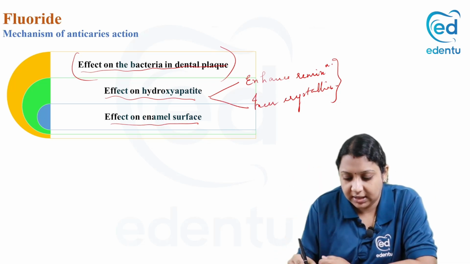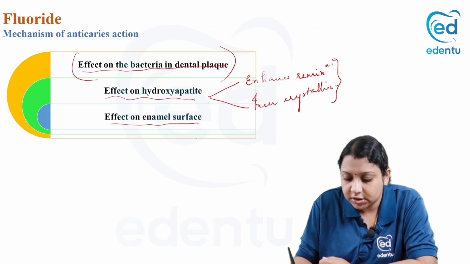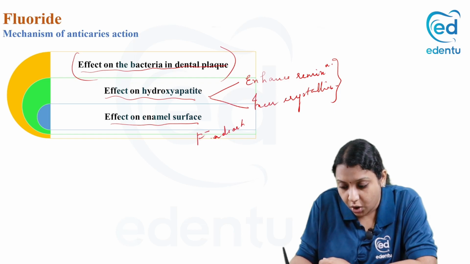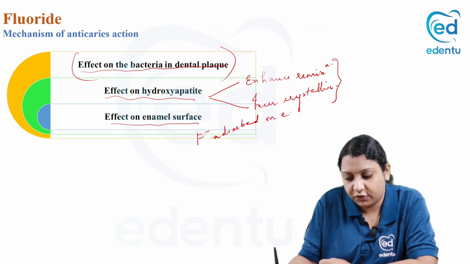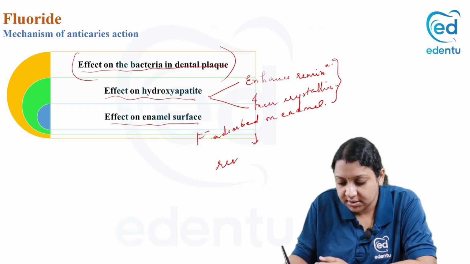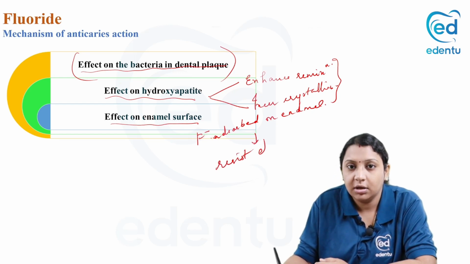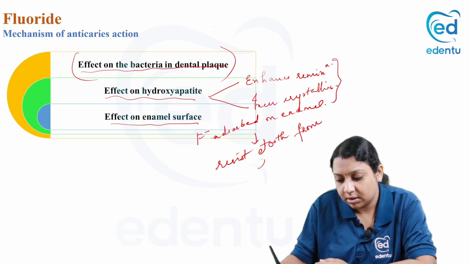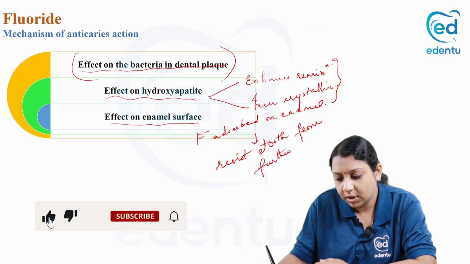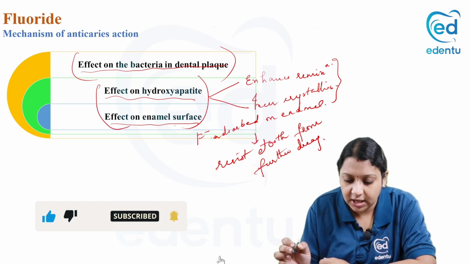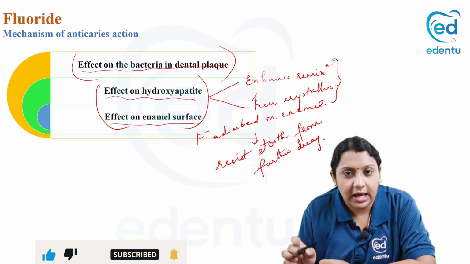And the effect on the enamel surface is that fluoride ions get absorbed onto the enamel surface. So what is its main action? It can resist the tooth from further decay. Okay. So these are the effects on hydroxyapatite and the effects on the enamel surface.